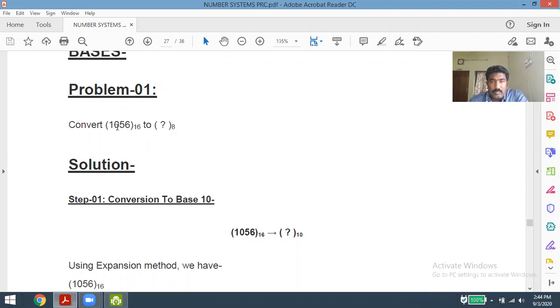So here, look at 1056. Don't call it as a 1056, because there is no value of 10 in any base, any digital system or any number system. So don't call it as a 10.